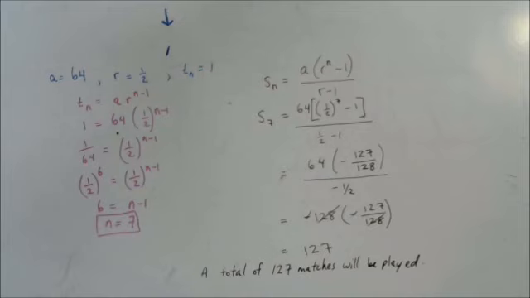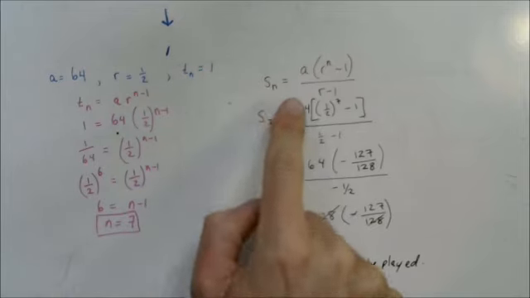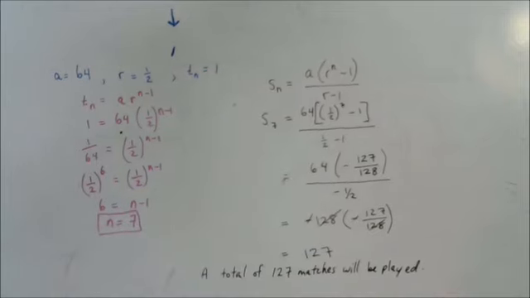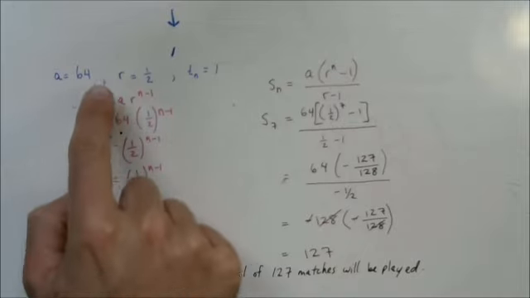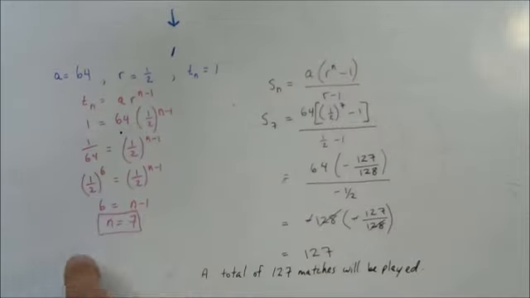All right, a geometric series is the sum of terms in a geometric sequence. It has a formula for the sum of the first n terms, using a lot of the same information that we're used to gathering, a, r, t sub n, n.